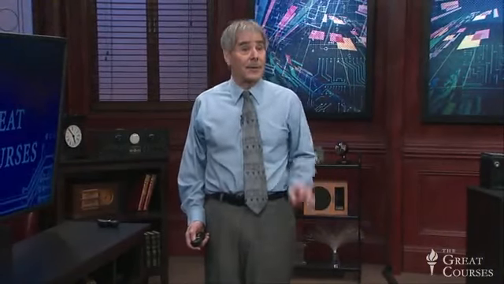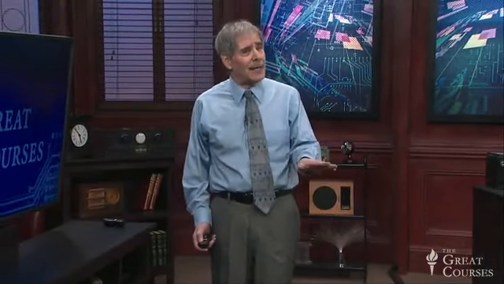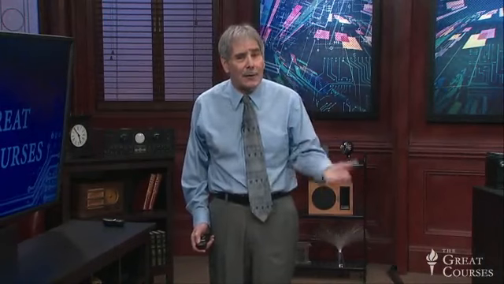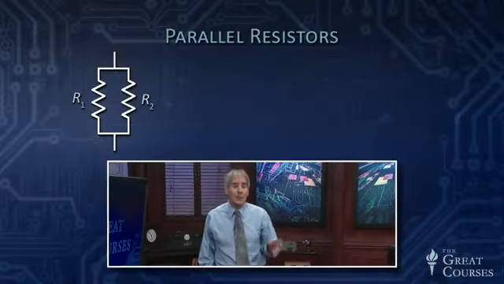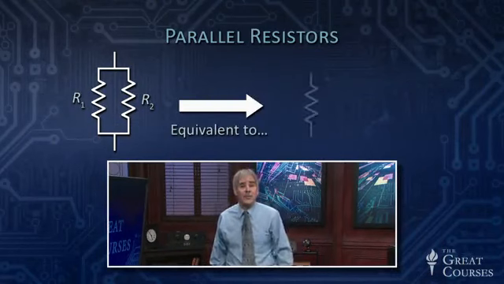Parallel resistors? Well, it's sort of like adding an extra lane to a highway. If you add an extra lane to a highway, it's easier for cars to flow down the highway, it's easier for traffic to flow, and the highway offers less resistance to the flow of traffic. It's the same thing when you put resistors in parallel, the combined resistance goes down.